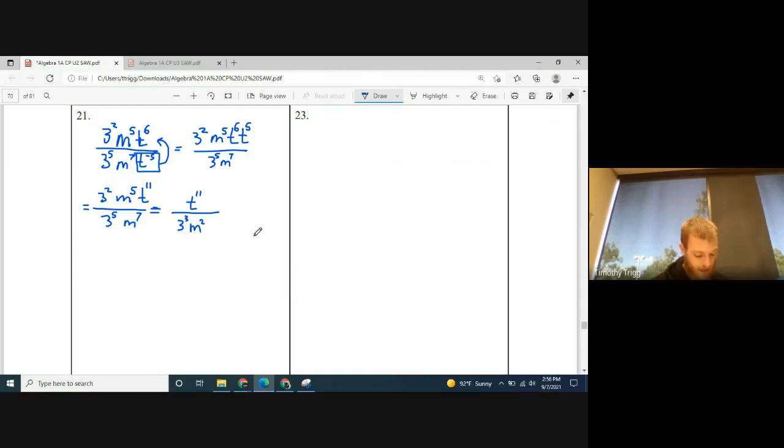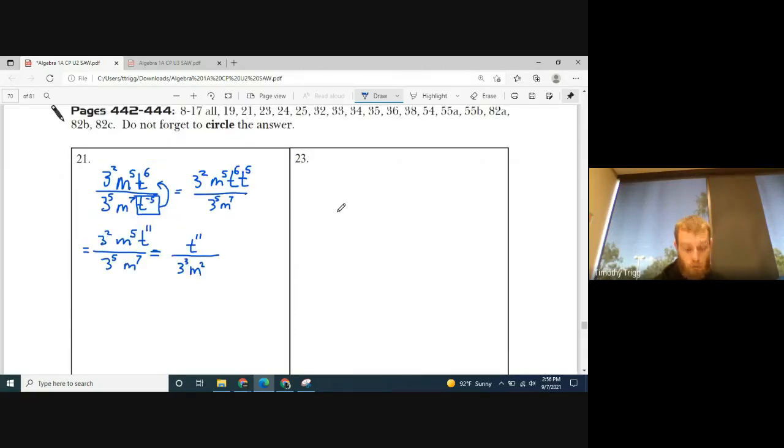Okay, I hope that made sense. I hope you're following along. And let's just go and move on to number 23 here. So this is 12, a to the negative 1. You can see they're just getting more and more complicated here, adding more variables. b to the 6th, c to the negative 3, over 4, a to the 5th, b to the negative 1, and c to the 5th.